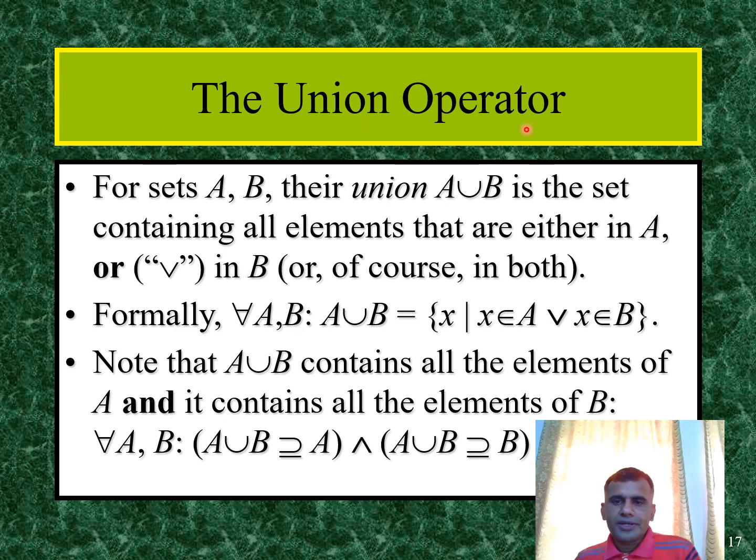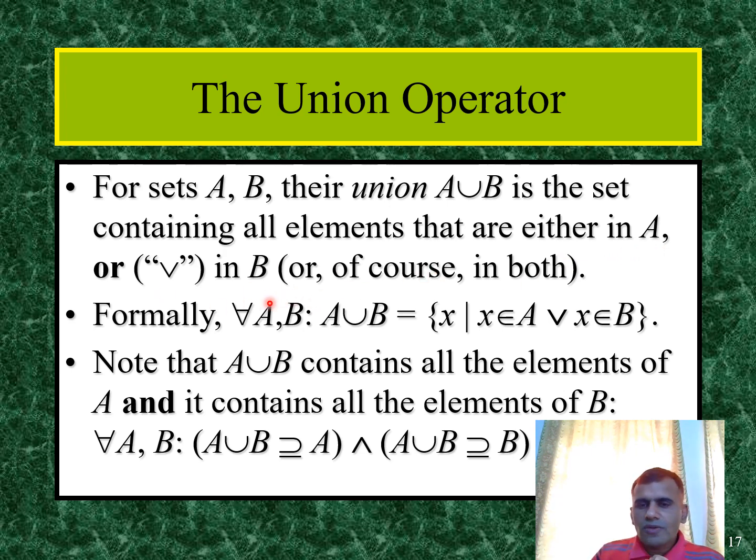Now some operations in set theory. First one is the union operator. For sets A, B, their union A union B is the set containing all the elements that are either in A or in B. This is the symbol of or in logical reasoning, mathematics. This is the symbol for or, and we have already seen the symbol of and. This is the symbol of and. So for sets A, B, their union A union B is the set containing all the elements that are either in A or in B, or of course in both.